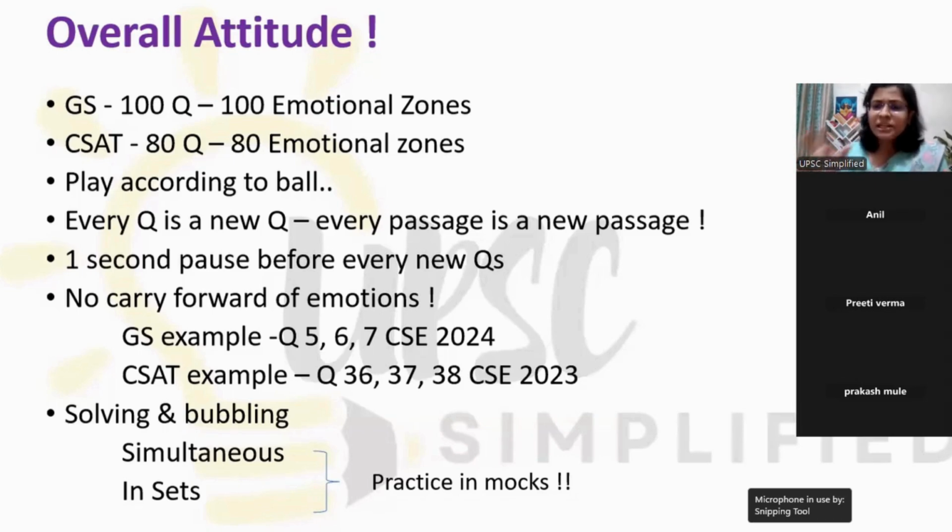So in 100 questions, you are taking a 100-second pause. That's it. Not a big deal in terms of time, but it will definitely create a big impact in terms of compartmentalizing each question. So no carry forward of emotion. I'll show you a simple example: questions number 5, 6, 7 in 2024.